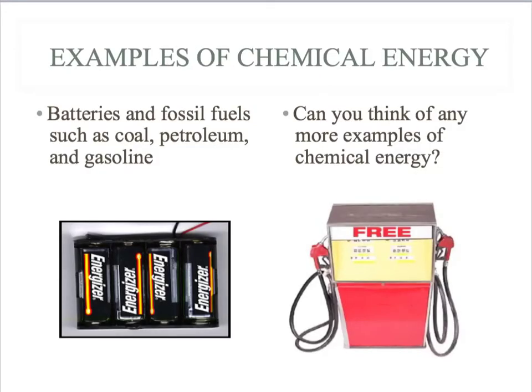Examples of things that have chemical energy are batteries. So they have a chemical inside that creates electricity later. You also have fossil fuels like coal and petroleum and gasoline. Cars run on gasoline, so they use chemical energy. Some other examples we've talked about in class include food. That's a big example that you can use in order to have energy yourself. It's kind of like fuel for your body.